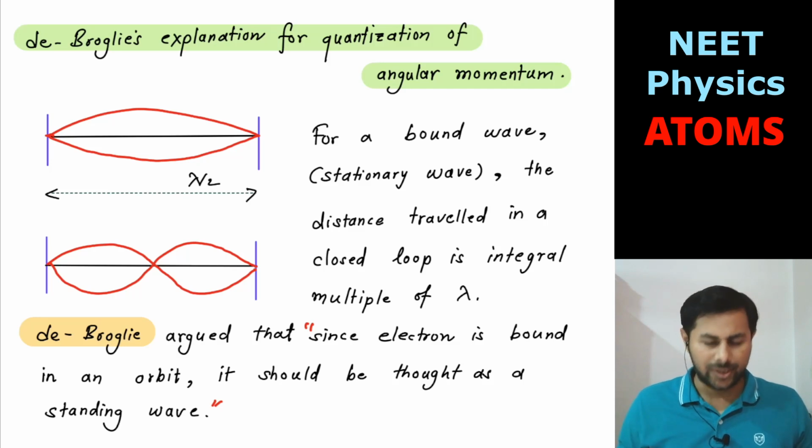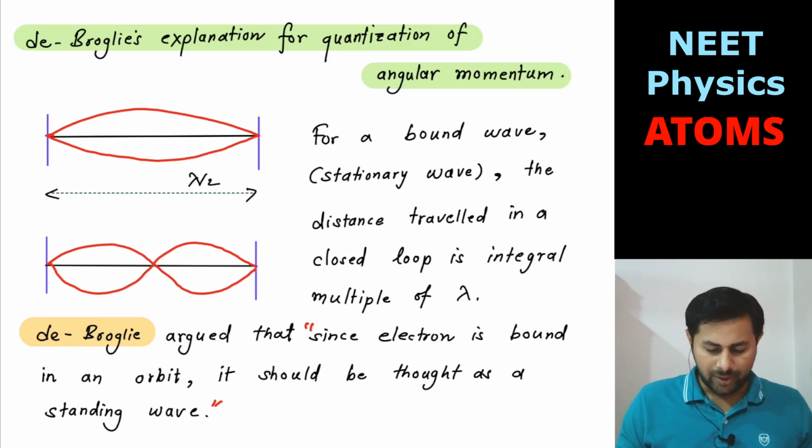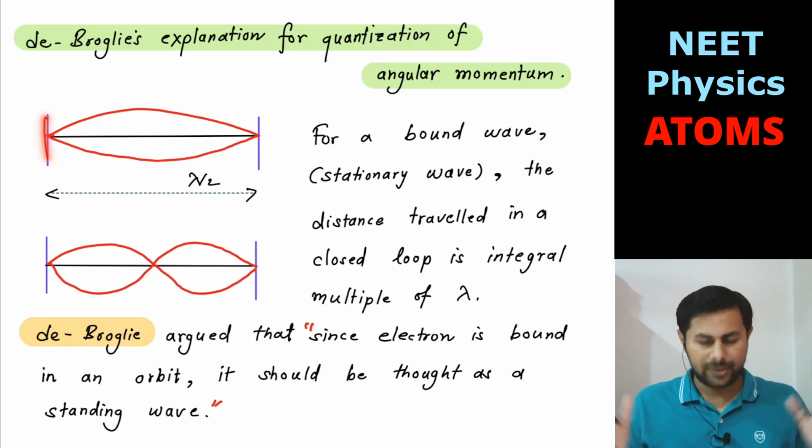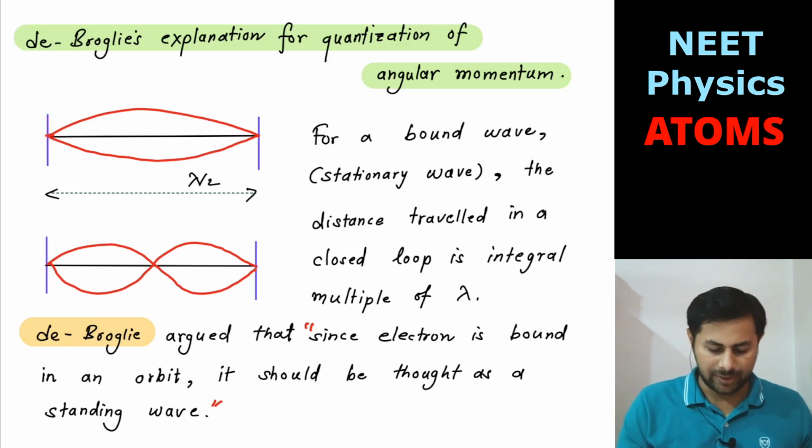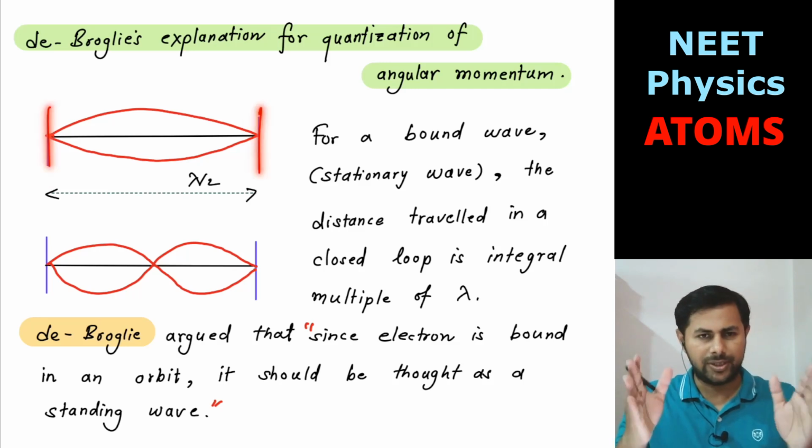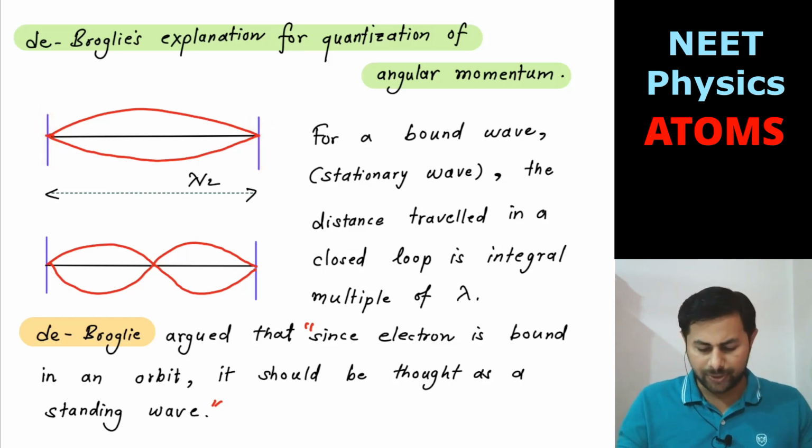Now what's the connection here? So see, we had seen stationary waves. What happens in the stationary waves? Suppose you pluck a string which is tied between two rigid supports, two walls suppose, then all kinds of wavelengths will be generated. There will be all kinds of waves generated, right?